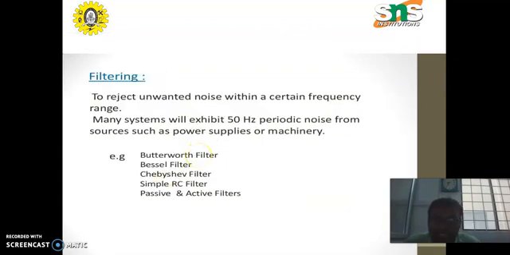And then filtering, to reject unwanted noise within a certain frequency range. Many systems will exhibit 50 Hz periodic noise from sources such as power supplies or machinery. Examples are Butterworth filter, Bessel filter, and simple RC filter.